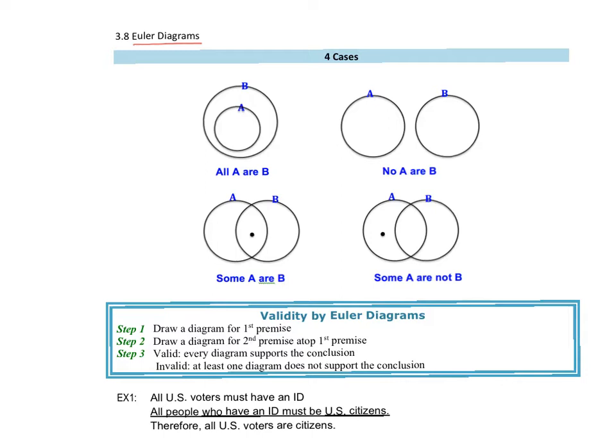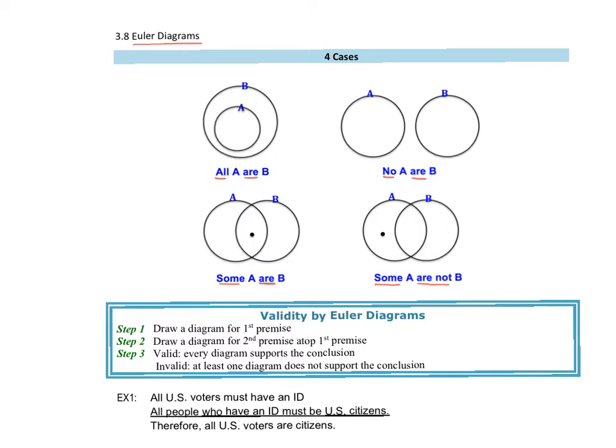The reason being that quantified arguments, so these 4 examples, we have an all are, no are, some are, not. These are quantified statements. And oftentimes it's difficult to write our conditional statement and use a truth table when determining whether quantified arguments are valid or invalid. So let's look at these diagrams.